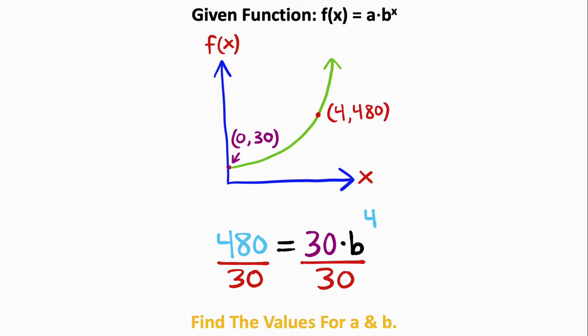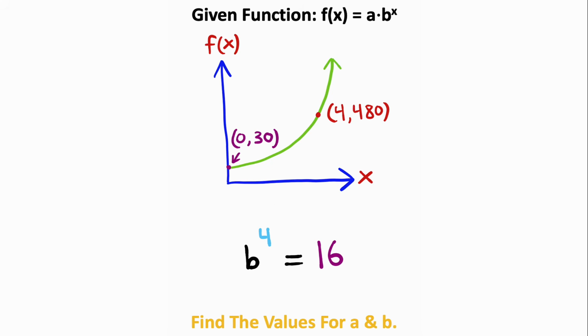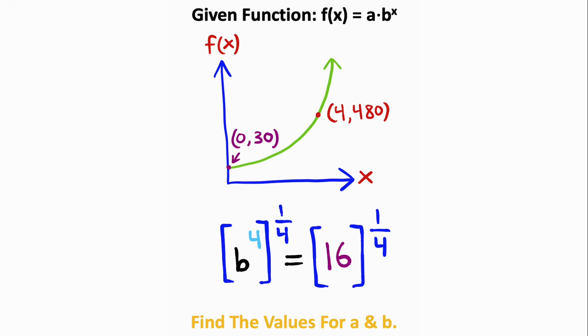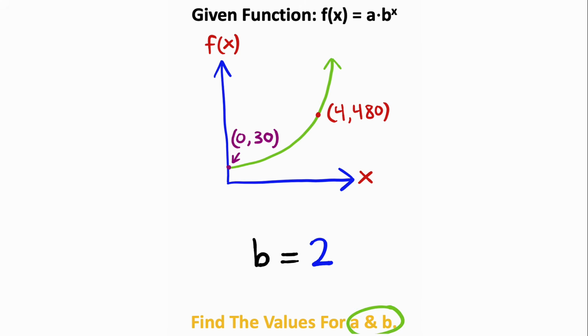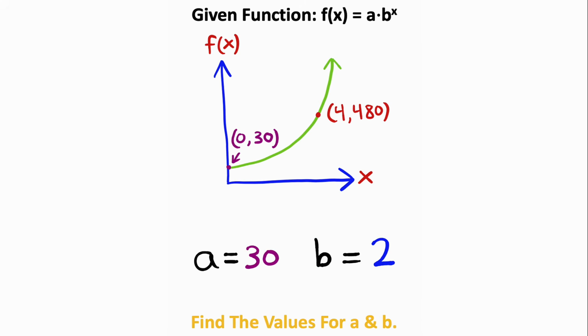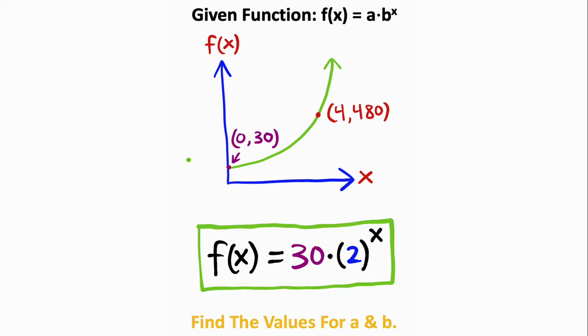I can divide 30 on both sides to get b to the 4th by itself, and 480 divided by 30 is 16. I can take both sides of the equation and raise it to the 1/4 power, and 16 to the 1/4 power is 2. So solving for a and b, we figured out that a is equal to 30 and b is equal to 2, meaning the function looks like this.